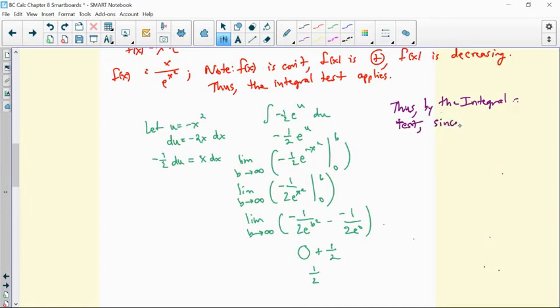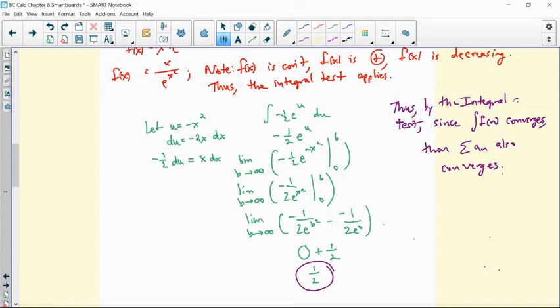Since the integral of f of x converges, then the series a sub n also converges. And again, the integral test matches behavior. It doesn't say that this is the sum. No, it's not. It just says because the integral converged, the series will converge too.